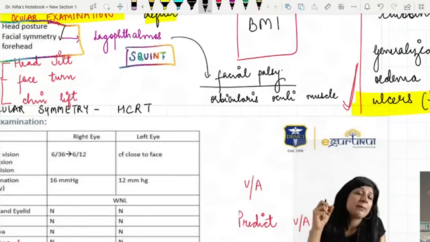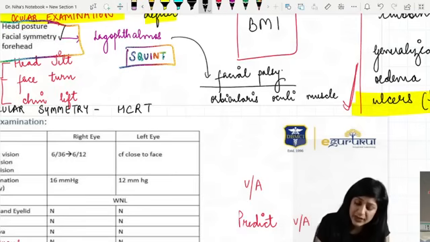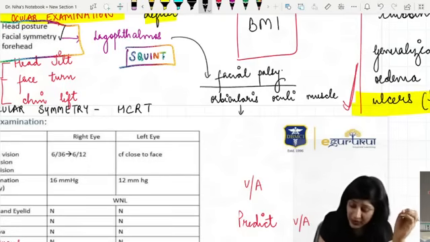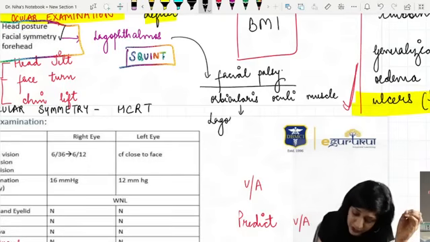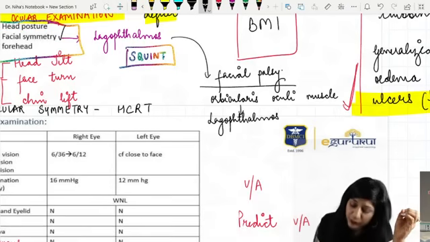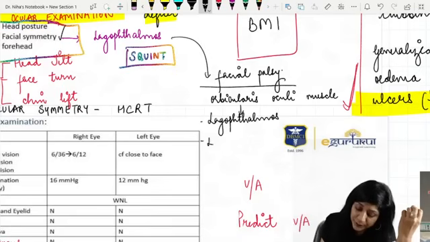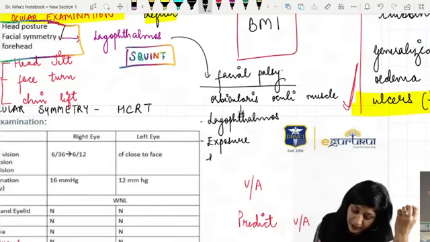Now if there is a palsy of this orbicularis oculi, the person will not be able to close the eye. If the person is not able to close the eye, that is called lagophthalmos. So I have to look for lagophthalmos, whether it is present in this patient or not. I will also look for exposure keratitis.